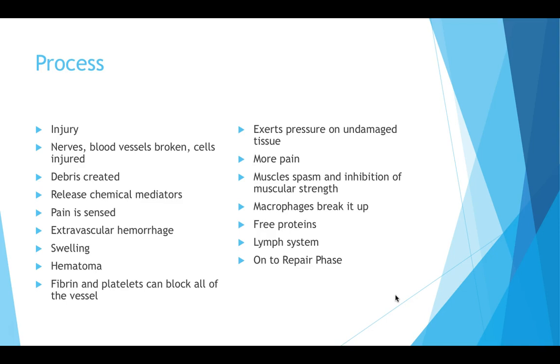Okay, if they're blocking all the blood vessels, those secondary cells can't get what they need. So we actually usually experience more pain. We have more muscle spasm, which then also inhibits the muscular strength. Ideally macrophages come to the area and break that up, but there are these free proteins floating around, which is going to pull and desire to have more fluid in the area. And so the lymph system is responsible for helping remove all that, but it can get overwhelmed pretty quickly.